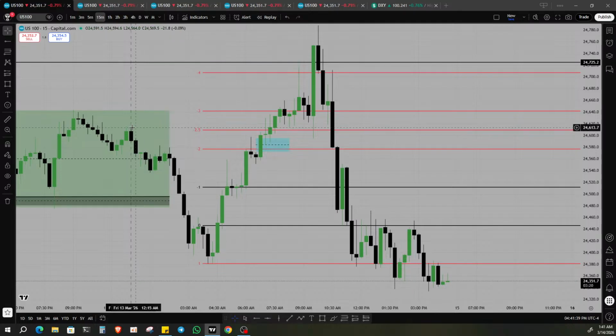Just take a look. There was this, what was it here? There was again a resistance here, and then from this point it was again resistance here.